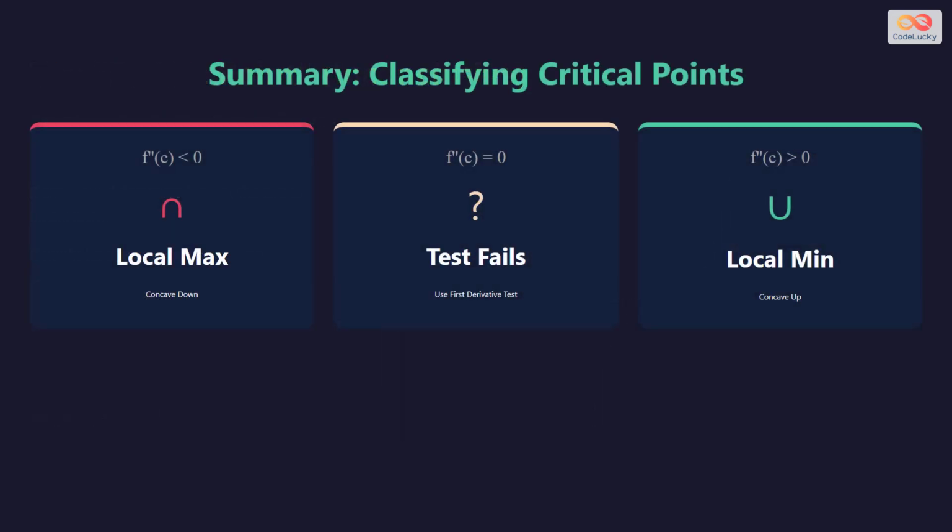To summarize, a negative second derivative means a hill, so it is a maximum. A positive second derivative means a valley, so it is a minimum. If you get 0, the test is inconclusive, and you should go back to checking the first derivative signs on either side.